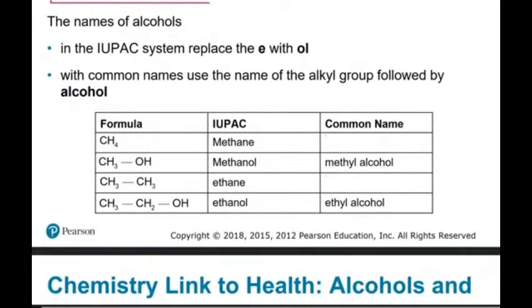So how do we name alcohols? So we look at the name of the corresponding hydrocarbon that has the same number of carbons, let's say methane, and then replace ANE with ANOL, or E with OL, okay? So from methane, we get methanol. From ethane, we get ethanol.